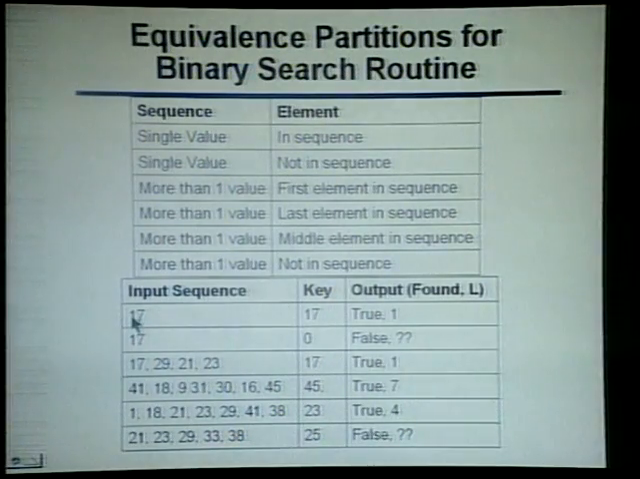Now the input sequence, for example, can be 17, which is a single value, and the key we are searching for is 17, and our expected output is true and 1. True is the value of found, and L is the location of the element. Of course, you can define other values in a similar way so that you test your software for each one of the categories at least with one test data. In equivalence partitioning, the basic assumption is that if a test from one partition does not uncover an error, then other members of the same partition cannot identify an error in the code.